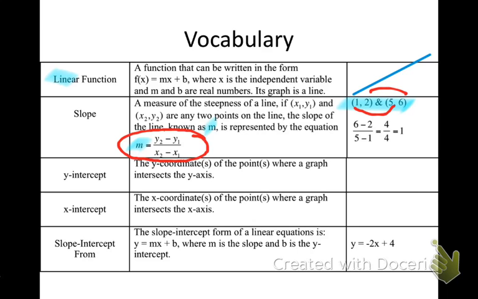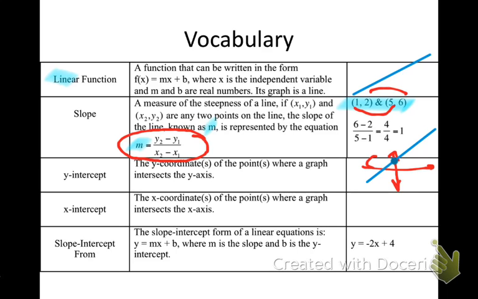Okay, y-intercept is the y-coordinate of the point where a graph intersects the y-axis. So if I look at a graph, I have a coordinate plane here, and I have a line going through there. My y-intercept is that coordinate right there. No, highlighter doesn't work too well. The y-coordinate is that point right there, or the y-intercept. It's where it's crossing that y-axis. The y-intercept is crossing the y-axis.